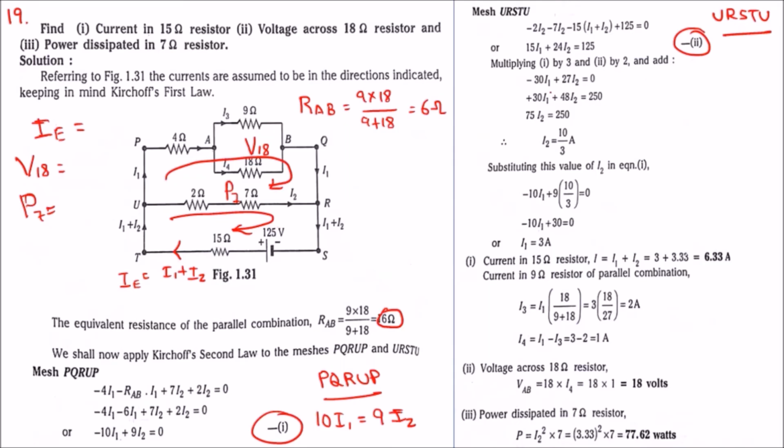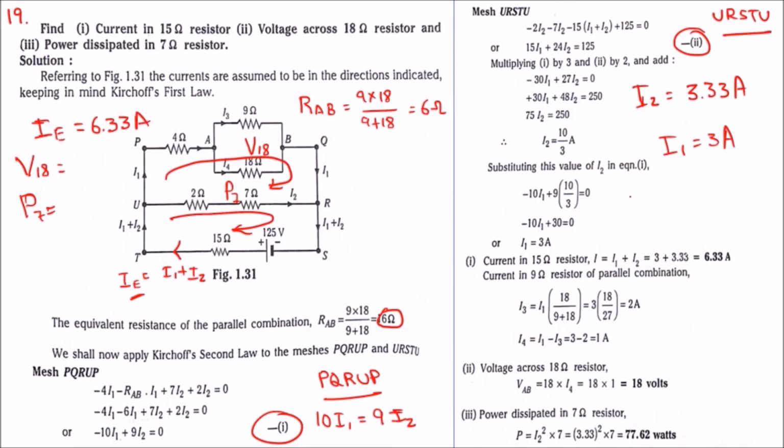Multiplying 3 to equation number 1 and multiplying 2 to equation number 2, we can simplify and get the I2 value. I2 will be 3.33 amps. Substituting this value in any one of the equations, equation 1 or equation 2, we will get I1 as 3 amps. As we know, IE, the equivalent current, is I1 plus I2. So the total current will be 6.33 amps. So we found the first one, that is IE.